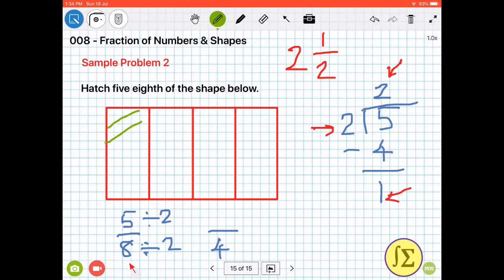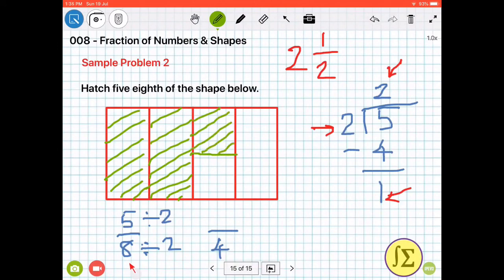Okay, so that's 1. That's 2. And we go the halfway point. Alright, so this represents 5/8. Okay? Alright, so that's the sample problems.